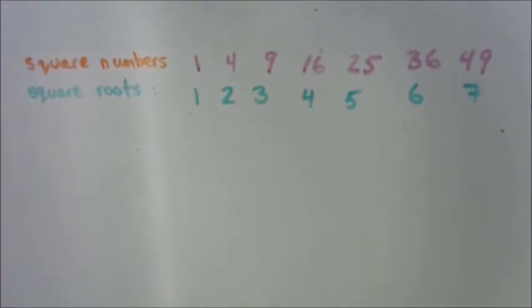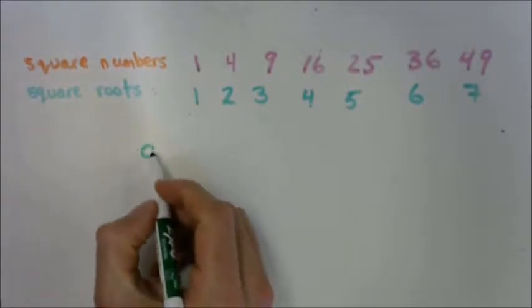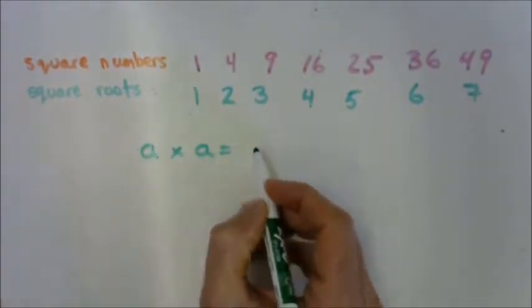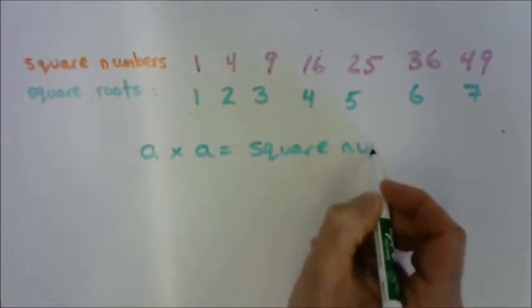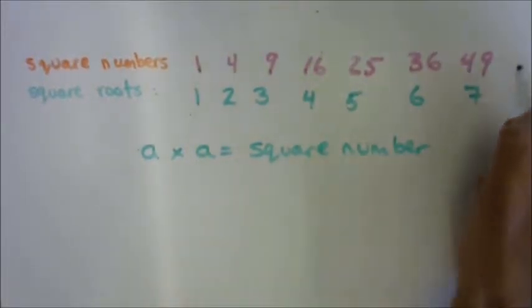A square number, they're special numbers because they are the only numbers that can be made by multiplying a number by itself. So any number times itself equals a square number. Next one would be 64.